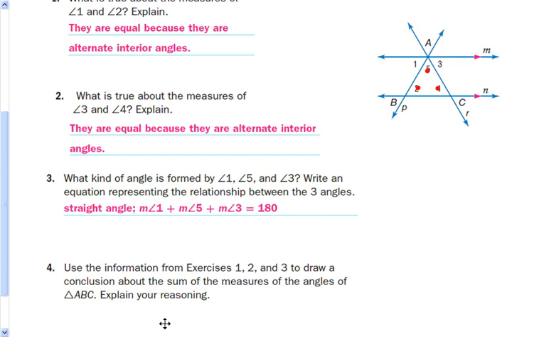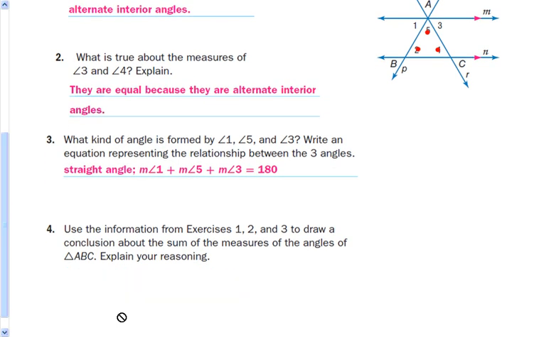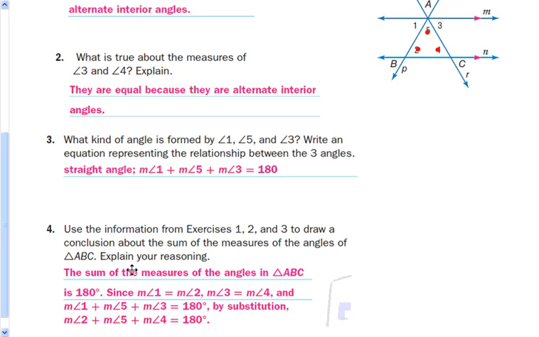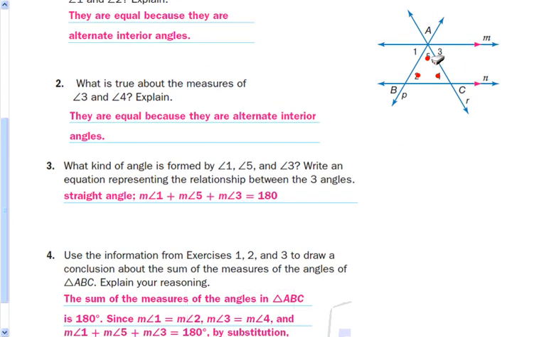So what they're getting at, what we're going to learn in this section, is that the sum of the measures in a triangle all add up to 180. Okay, and that's what this lesson is on. And I think that's something that you guys have seen before. Okay, that in any triangle, all three angles together equal 180. Doesn't matter what type of triangle it is.